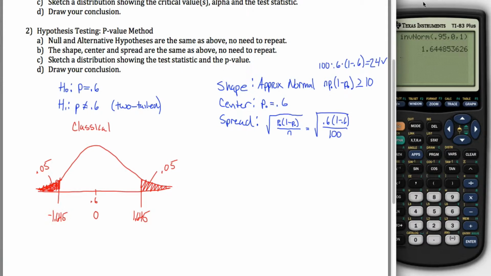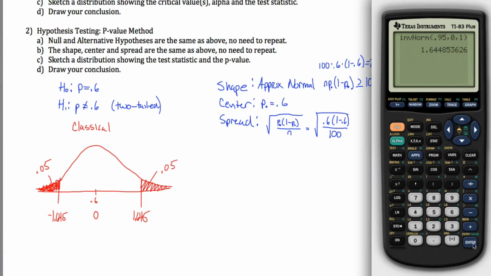If you don't believe me, you could do inverse norm again, except this time instead of 0.95 as the area below, put in 0.05, since now I'm trying to find this point. The area below this is 0.05. Hit enter, and sure enough, you get negative 1.645. So part C said sketch a distribution showing the critical values, that's this guy and this guy, alpha, that's this guy and this guy, and then the test statistic.